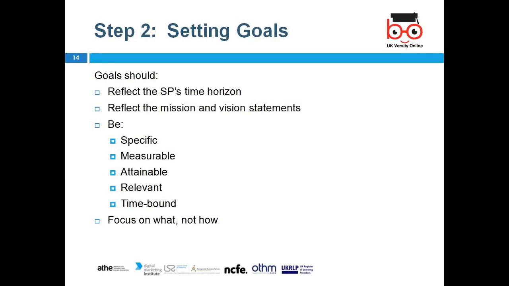Goal setting. When we set goals, we need SMART goals. What is meant by SMART?